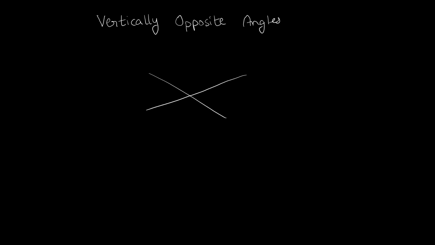Vertically opposite angles. Whenever two straight lines intersect, opposite angles would always be equal. For example, here alpha and beta are opposite and equal to each other. And if one angle is 40, the other would also be 40. No calculation needed, just the recognition.